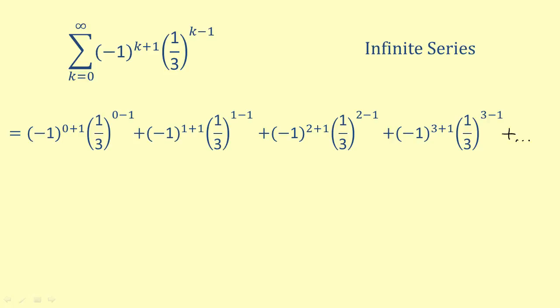Next we simplify the exponents in each term and evaluate some of the simpler powers. In the first term, 0 plus 1 is 1 and 0 minus 1 is -1. So we have (-1) to the first, or -1, times (1/3) to the -1. Next, 1 plus 1 is 2 and 1 minus 1 is 0. So we have (-1) squared, or 1, times (1/3) to the 0th power, or 1. The third term is (-1) cubed times (1/3) to the first, or -1 times 1/3. Similarly, our fourth term is 1 times (1/3) squared. Remember to include the remaining terms.